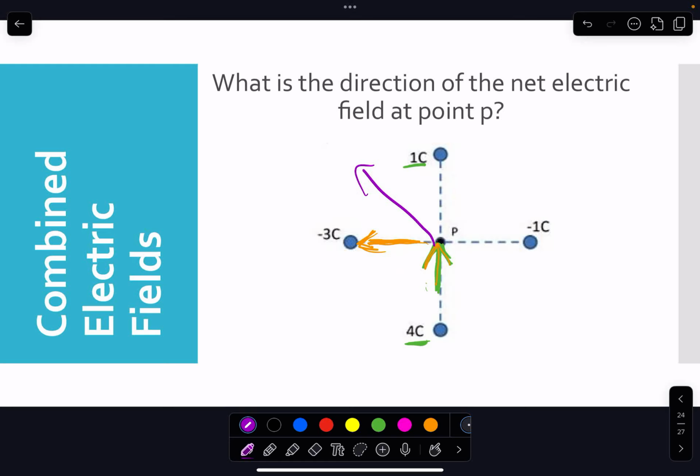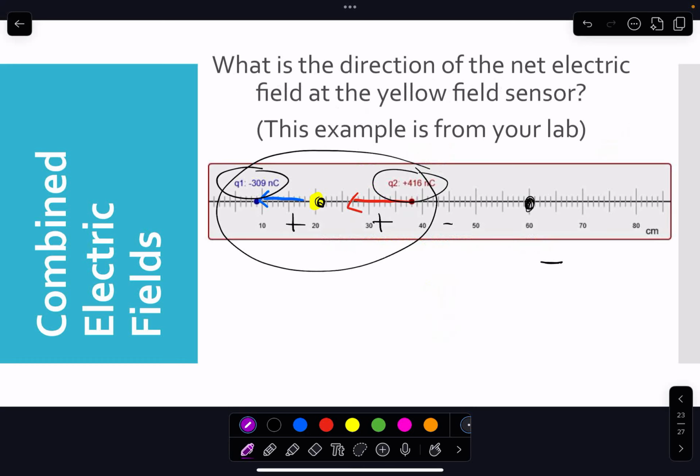These ones here we will do conceptually. We're not going to actually calculate. However, this, as I said, is an example from your lab where you are going to calculate the two electric fields independently and then either add them together or subtract them.